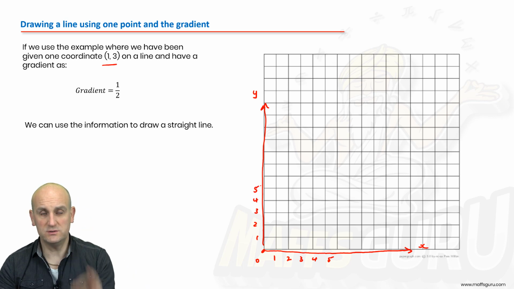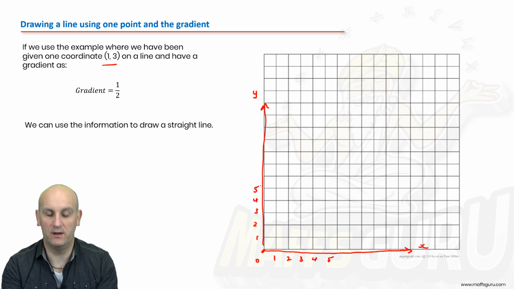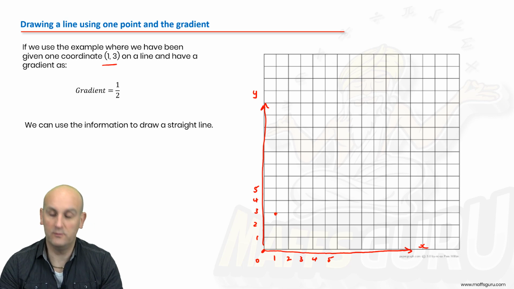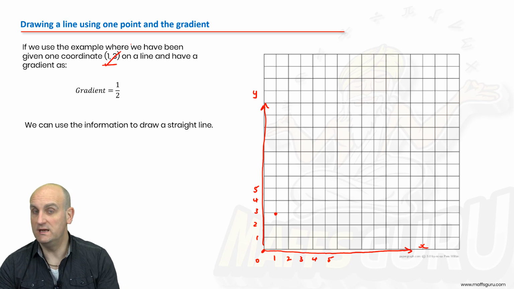So when we draw a straight line, we need to know a point on the line. And in this situation, we've got one point as 1, 3. So there we go. I'm going to do a dot where that point is. Good to know. What does the gradient mean?